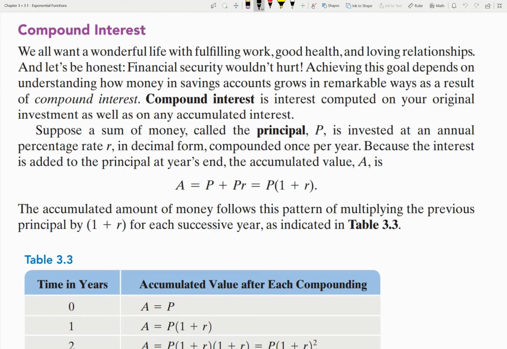Some vocabulary: a sum of money, the original amount you start with, is called the principal. If it is invested at an APR, annual percentage rate, usually denoted as R, always in decimal form, compounded once a year, we can look at this equation. Because the interest is added to the principal at the end of the year, our accumulated value, my variable A, is always going to be the principal plus principal times your rate. I can factor out that P to get my equation that looks like that.